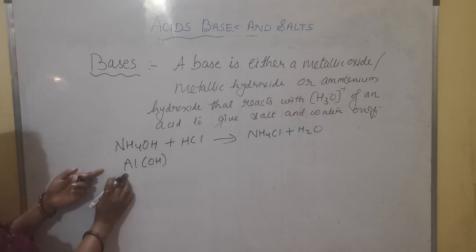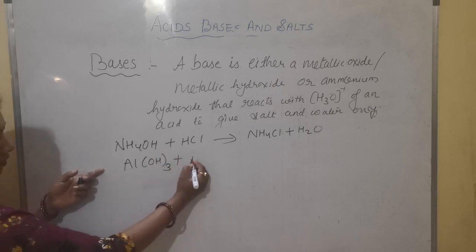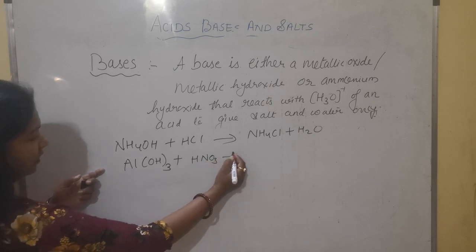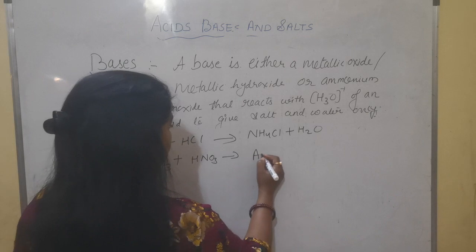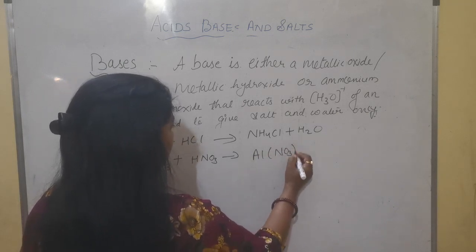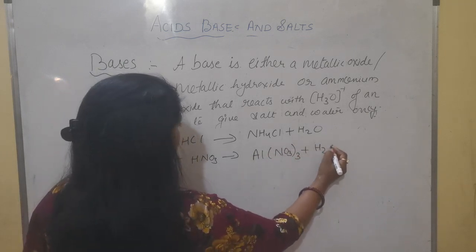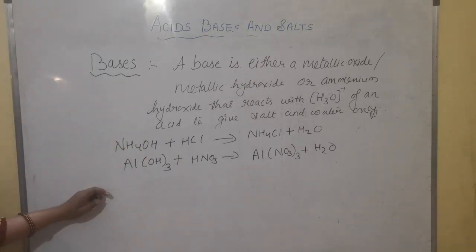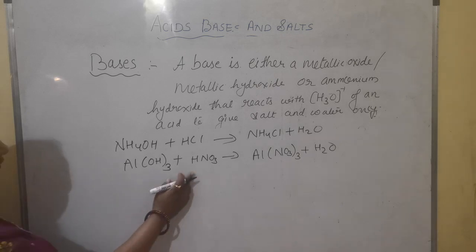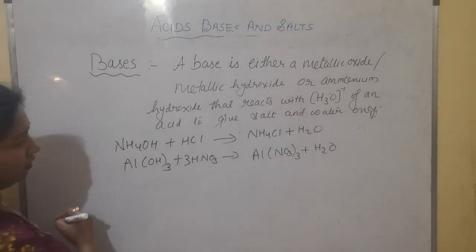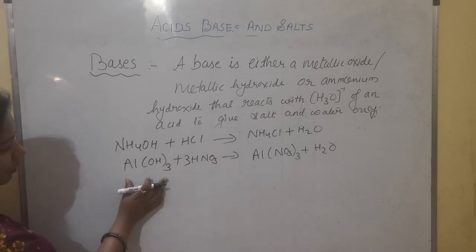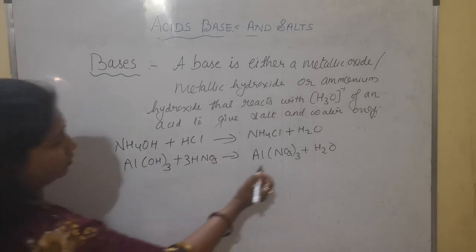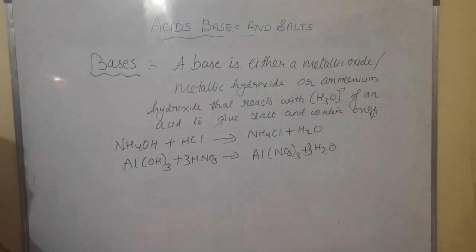Aluminium hydroxide. Valency of aluminium is 3. Reacted with HNO3, nitric acid. So what will you get on the product side? Aluminium nitrate, salt and water. Balance it. 3 nitrate is there, so make it 3. So how many hydrogen now? Aluminium is okay, 1, hydrogen 3. 3, so make it 3 over here. So it is balanced.